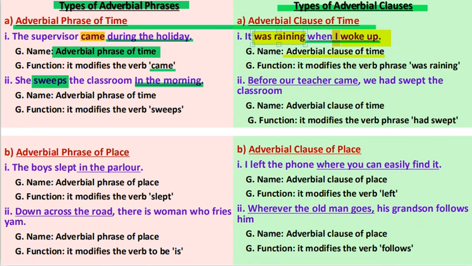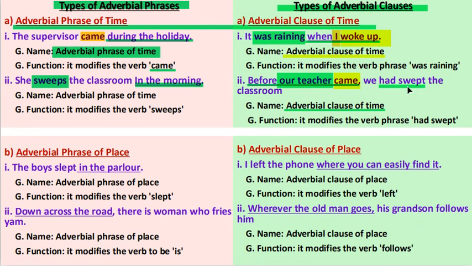Let's come to the second example under adverbial clause. Before our teacher came, we had swept the classroom. Before our teacher came is underlined. It is an adverbial clause of time. Why is it a clause? It contains subject and predicate. Our teacher is the subject. Came is the predicate, and that came is the past tense of come. So it is a finite verb. That is why it is an adverbial clause. And the full name is adverbial clause of time. What is its function? It modifies the verb phrase had swept. It tells us the time we had swept the class.